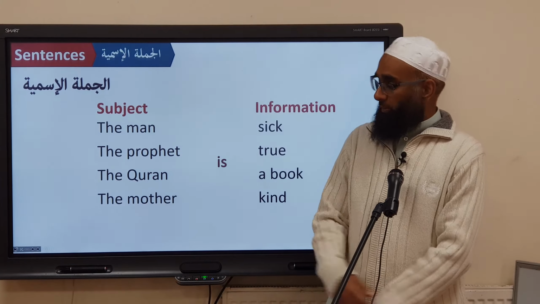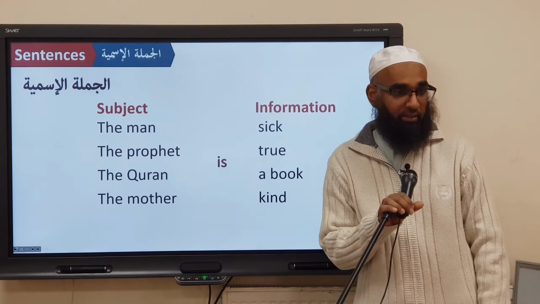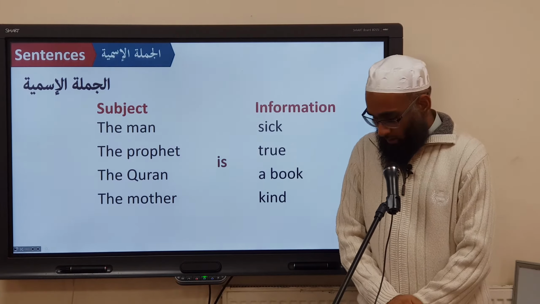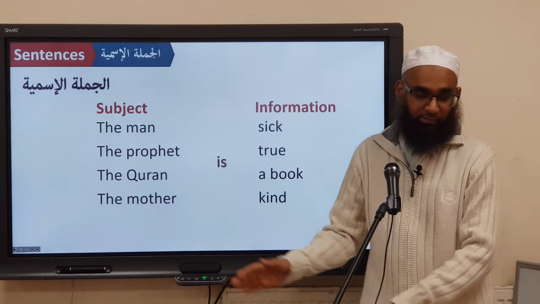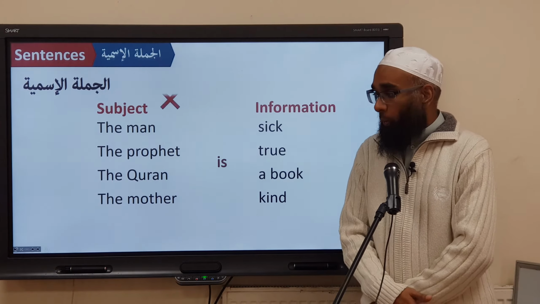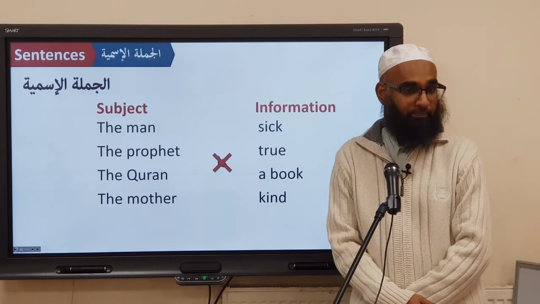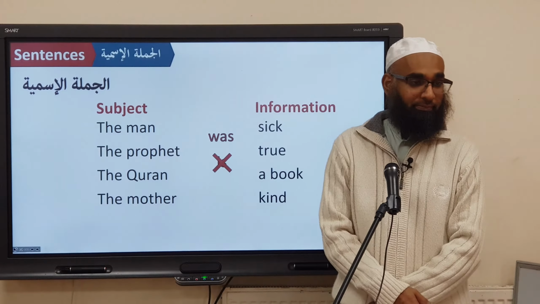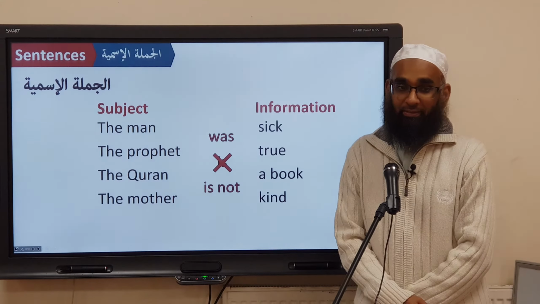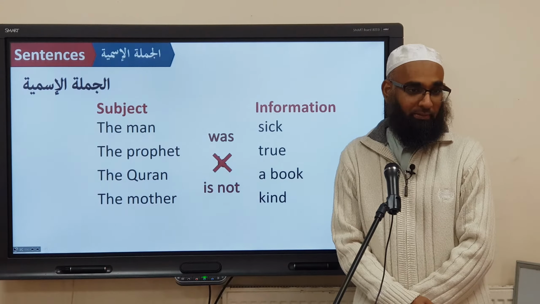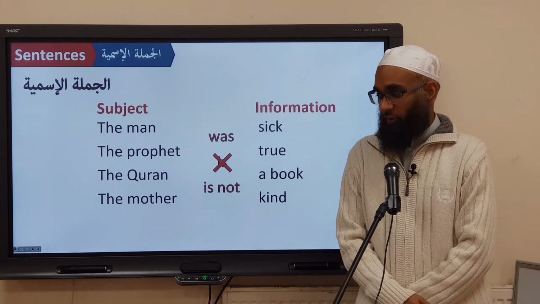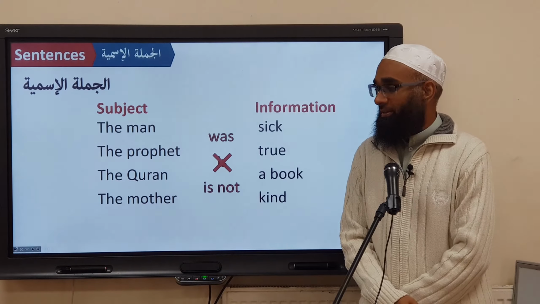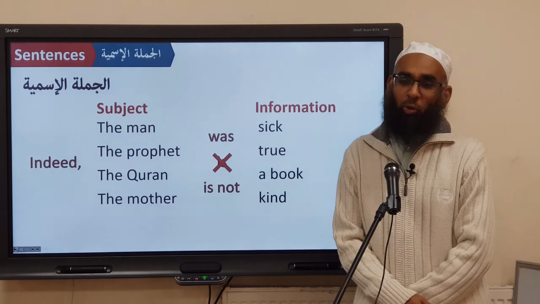Now, we did this in the last lesson. We said what? You put words together. When you put words together, what happens? They become sentences. So for example, the man is sick, the prophet is true. We've done that before. What if I don't want to say is? I want to say the man was. Or I want to say the man is not sick. For example, the mother is not kind.